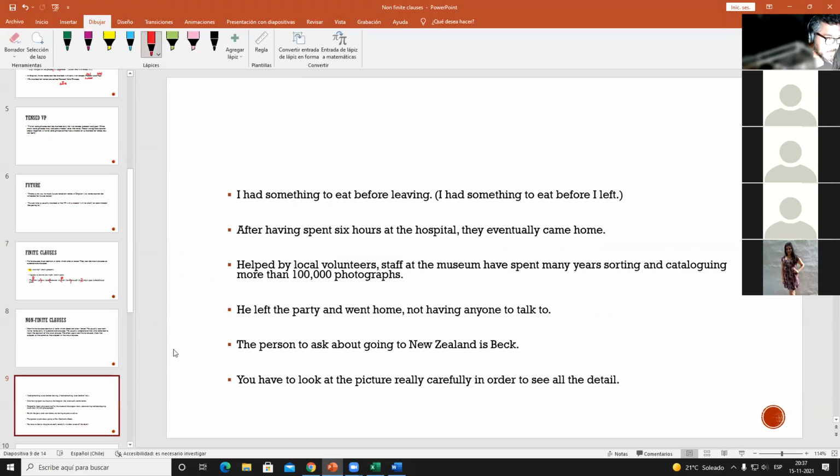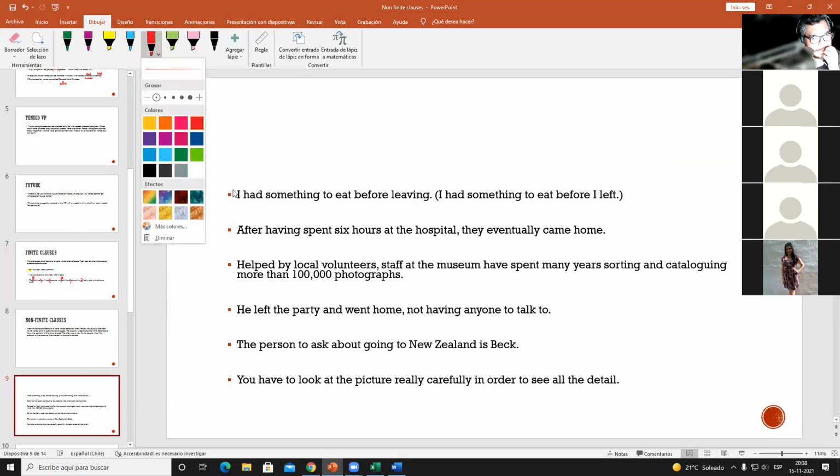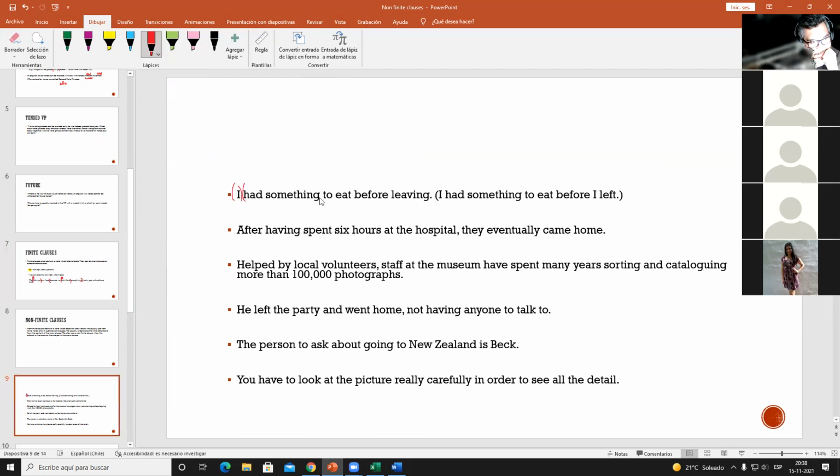Solo les quiero mostrar una non-finite. Ya, aquí está el ejercicio, se lo muestro al tiro, I had something to eat before leaving. Análisis sintáctico. I had something. To eat before leaving. Esa es una cláusula. Ahí hay una verb phrase. Aquí hay una prepositional phrase. Y aquí hay el complemento.